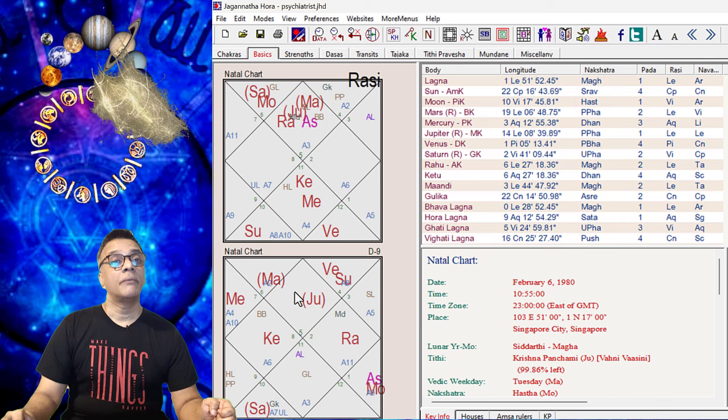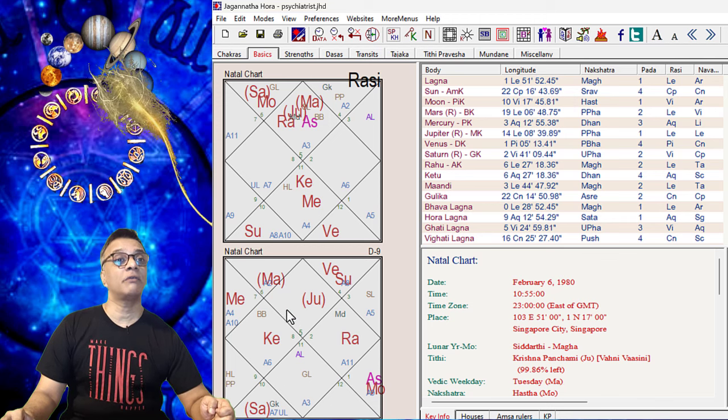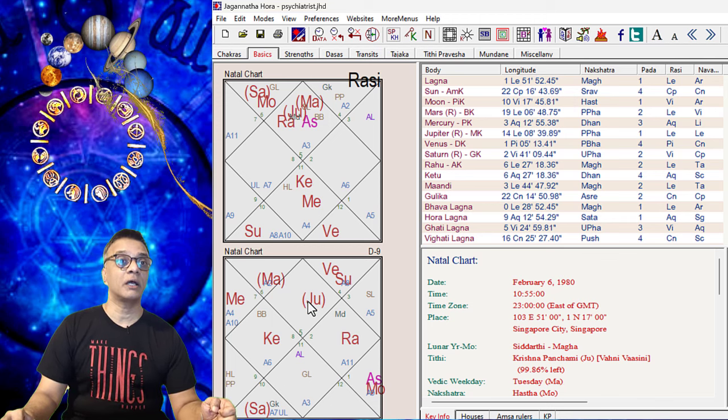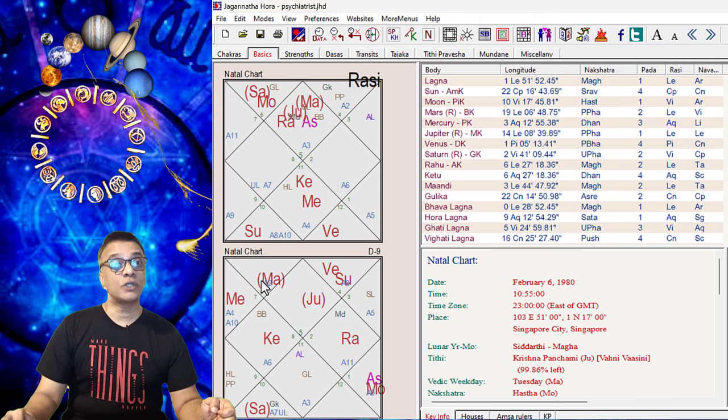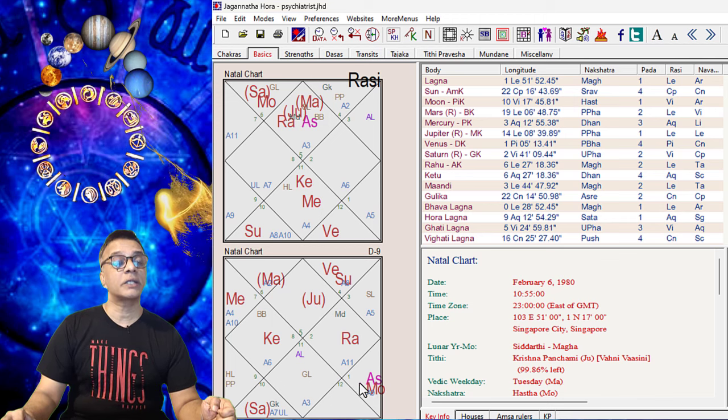So during her Jupiter Dasha, when you convert the Navamsa Lagna into the Jupiter Lagna, where Jupiter is placed, then you can see the 9th Lord, Mars, gets into the 2nd house.